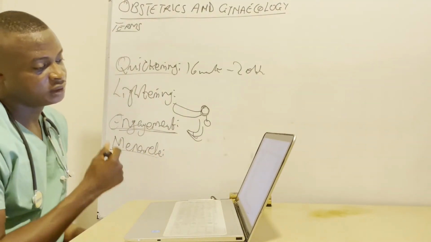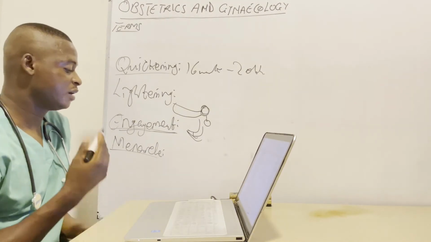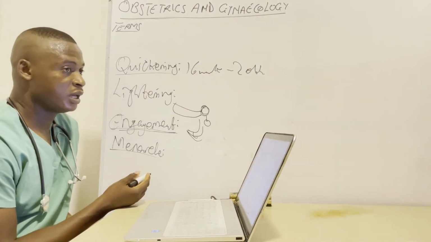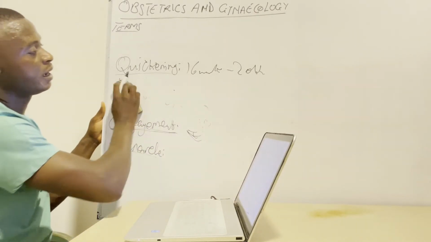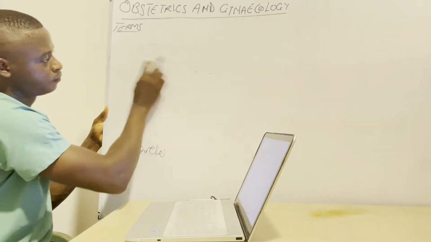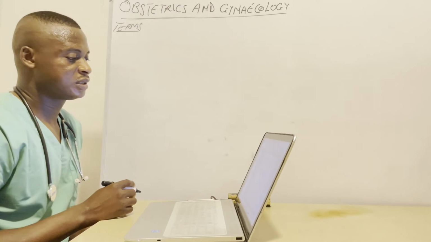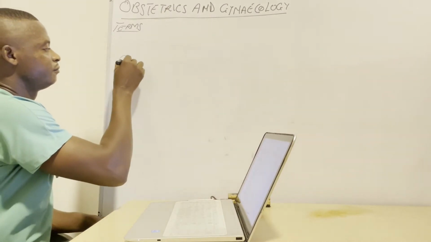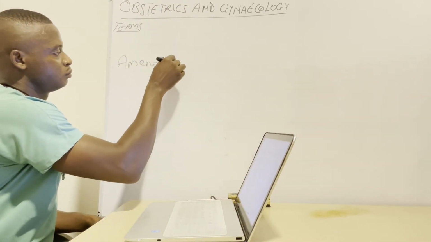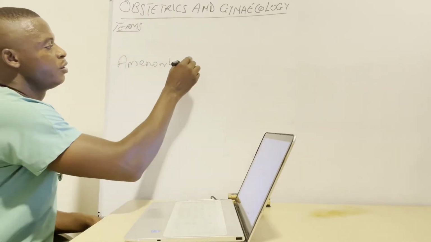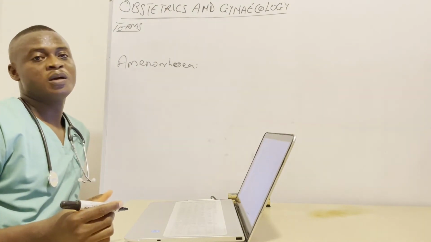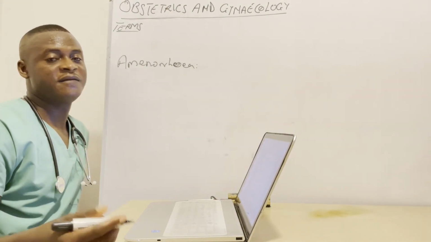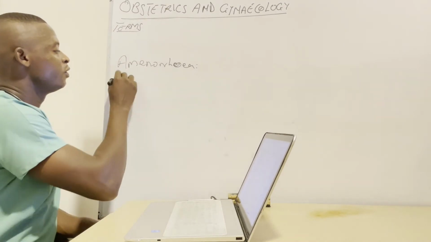Menarche, simple word. That is the initial onset of menstruation. In every woman, menstruation occurs. So the first period you have, or the onset of it, is what we call menarche. Now let's look at amenorrhea. Amenorrhea simply means absence of menstruation. There are some women whose menses are not coming, or the menstrual blood is not flowing. That is amenorrhea.